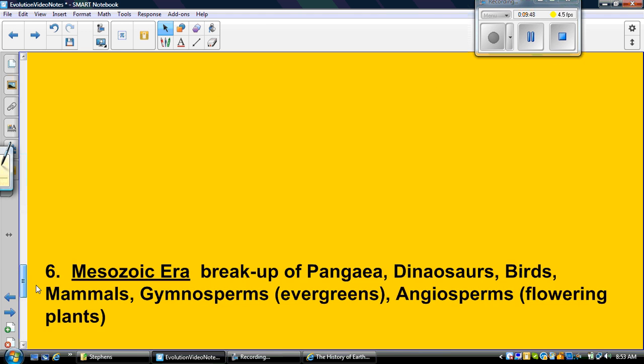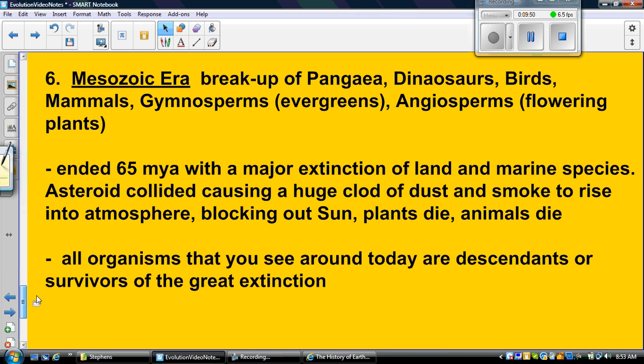Okay, the next big era is the Mesozoic era. This is where Pangea started to break up, so the continents started to separate. This is where we had our dinosaurs. We had birds, mammals. We had what are called gymnosperms, which are evergreen trees, and angiosperms, which are flowering plants. This era ended about 65 million years ago with a major extinction of land and marine species.